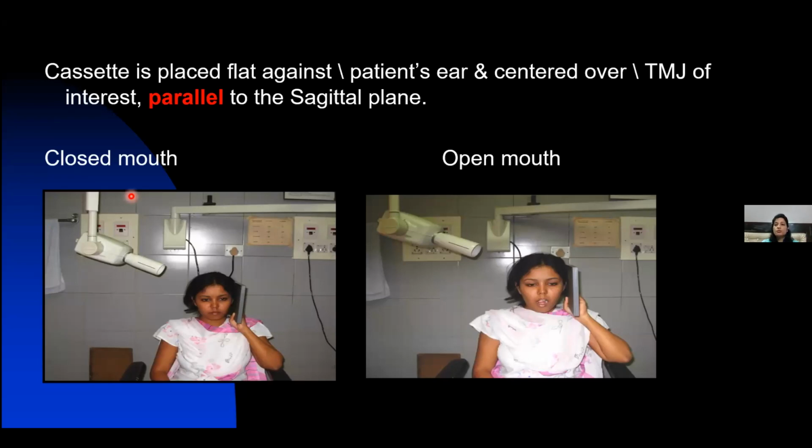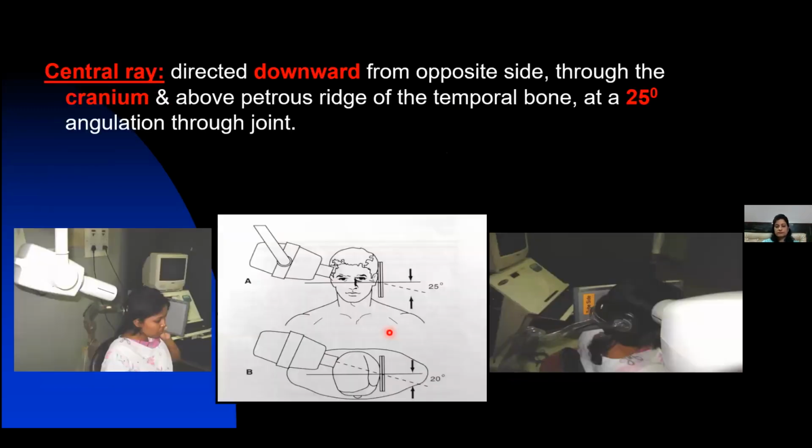So the transcranial is an open and closed mouth positioning. So you have to take two views, one in closed mouth, one in open mouth. So that is why it is called transcranial, right? So you have to take open and closed mouth and you will compare what happened to the condyle when open, okay? So closed mouth, open mouth.